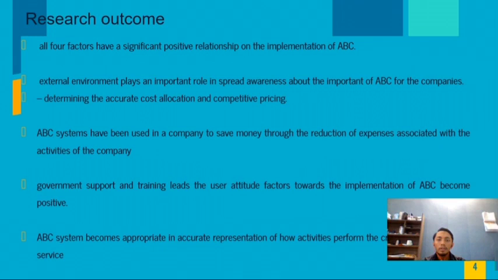Furthermore, the implementation of the ABC system may also be the result of companies incorporating their objective of gaining competitive advantage as SMEs continue to grow bigger. Furthermore, the cost management of ABC also concentrates on target costing and search for possibilities to improve customer satisfaction, improve productivity, and maximize profit. For the second factor, ABC system has been used in a company to save money through the reduction of expenses associated with the activities of the company.